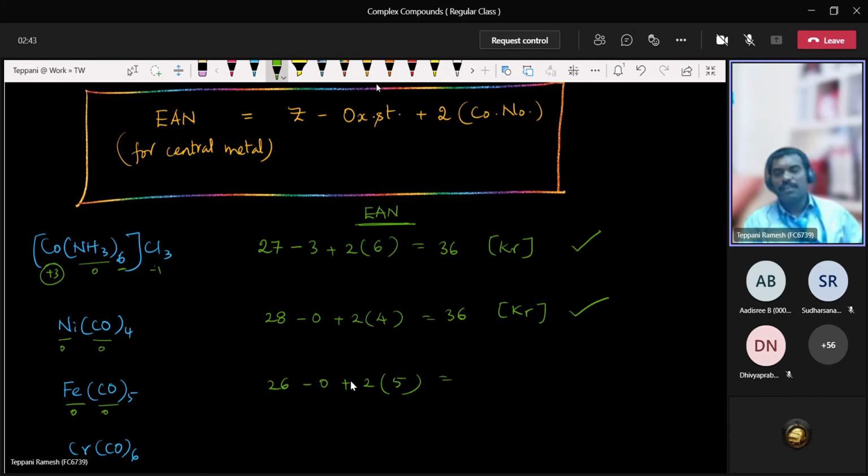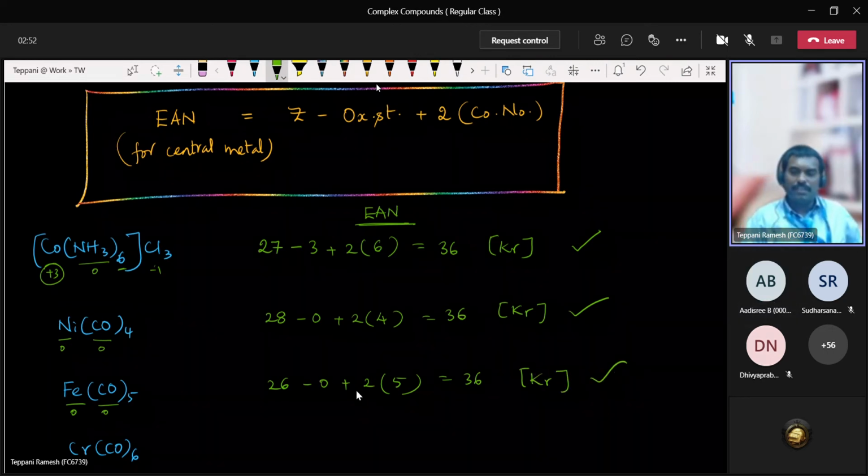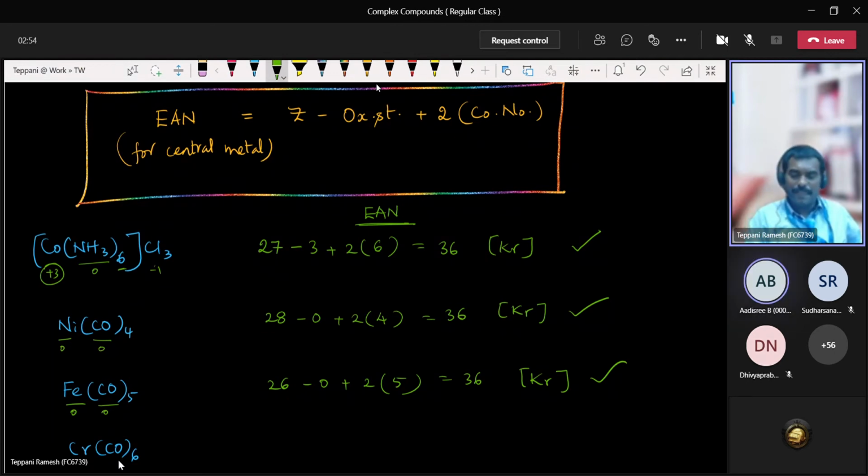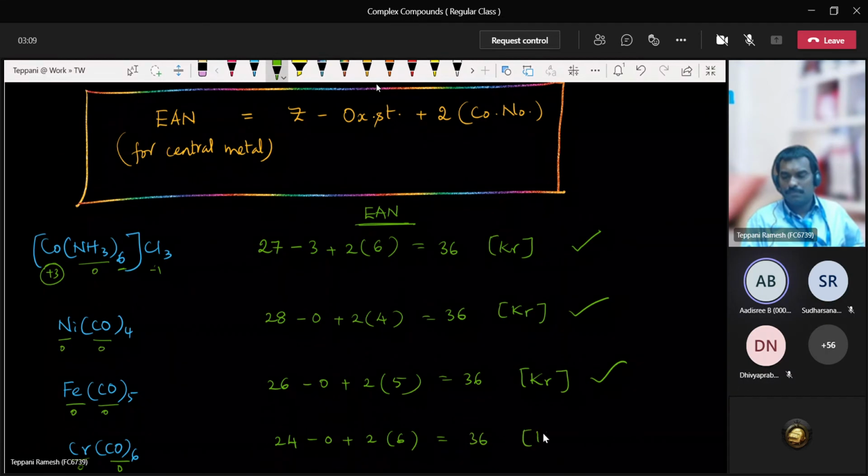Because now you are understanding, later you may forget. If you write it process-wise properly now, later also you won't have doubt. In a similar way, write: 24 minus 0 plus 2 into 6, 2 into 6. Again 36 will come, krypton.